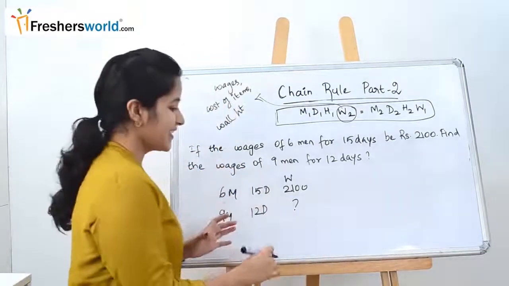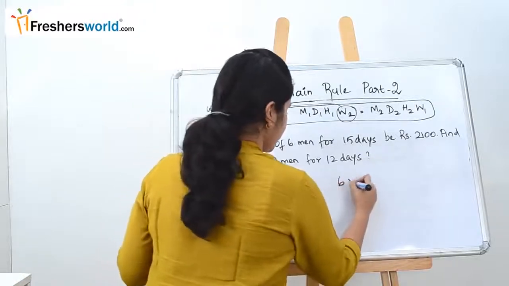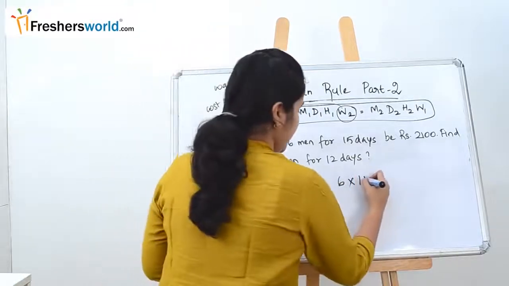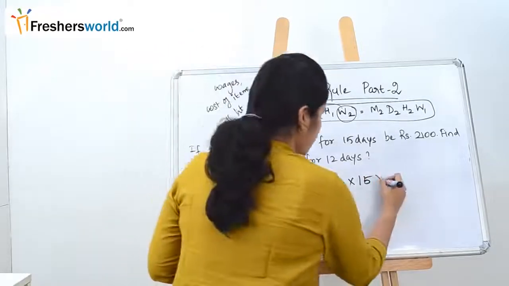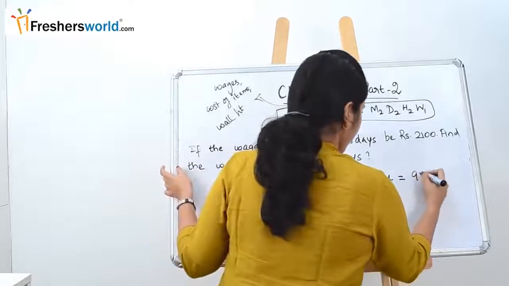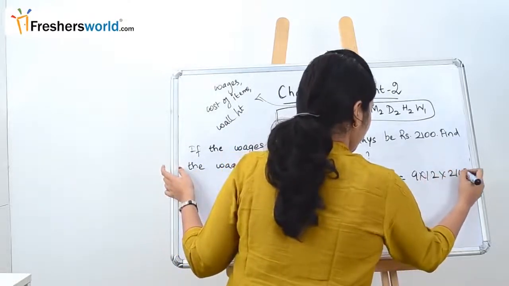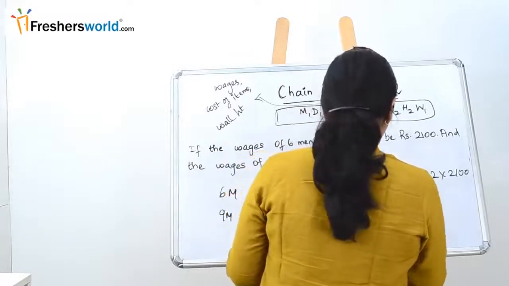So as you can see, they have given the word wages. So we're going to use this formula. So number of men is 6, number of days is 15. We're going to interchange the wages. We don't know the wages of the second part. So we put it at x here. Second part of the question is nothing but 9 into 12 into 2100. So let's just solve this.